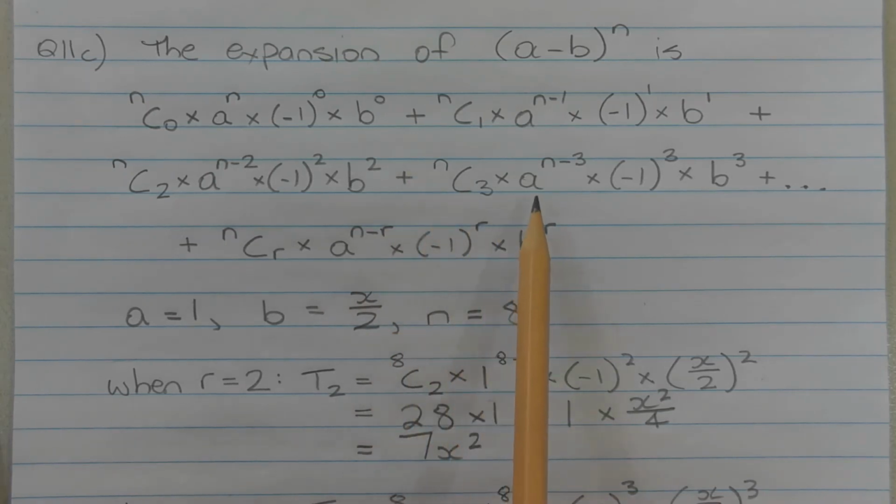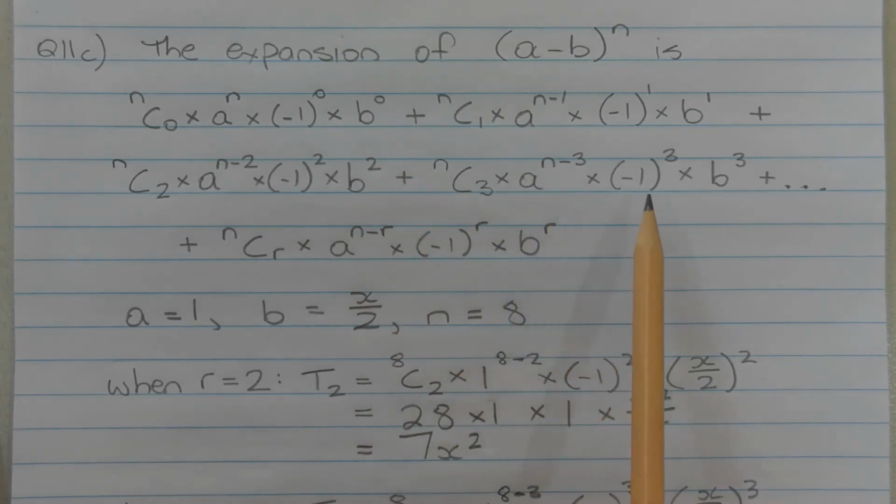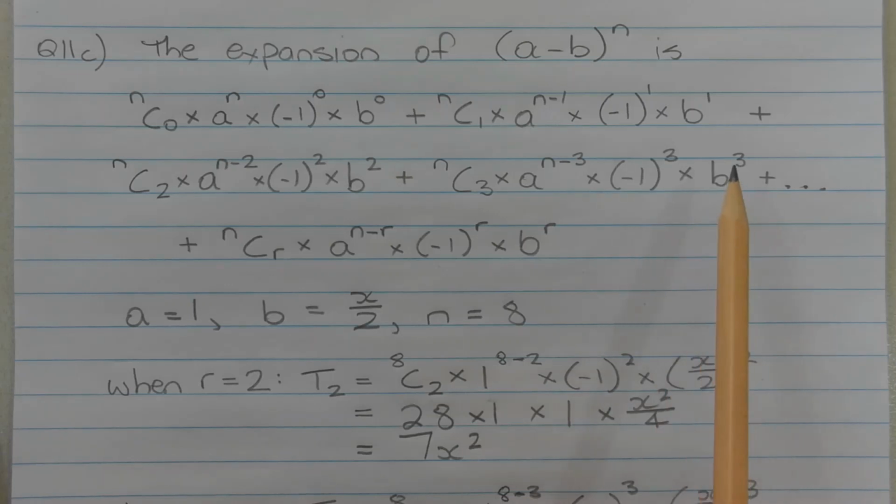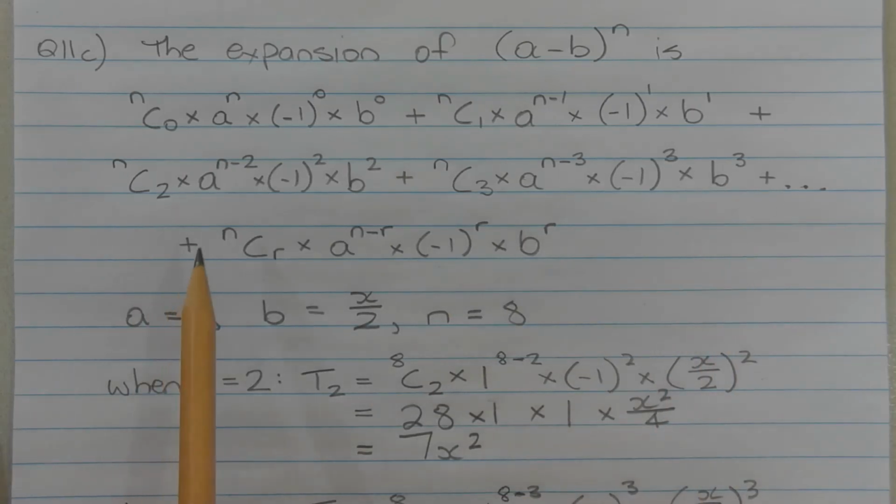... plus n choose r times a^(n-r) times (-1)^r times b^r. In this case, a equals 1, b equals x over 2, and n equals 8.